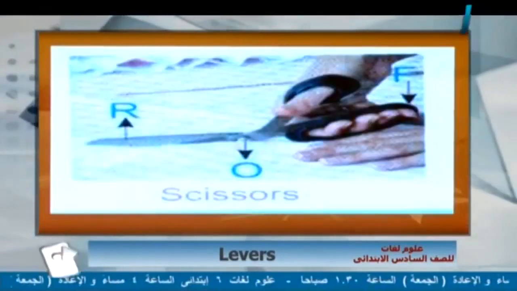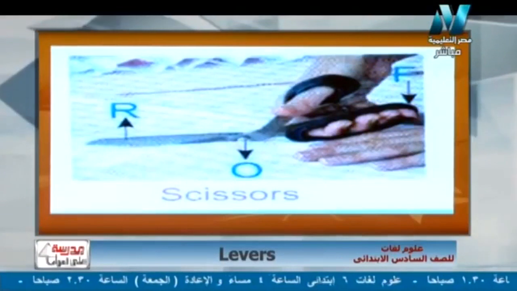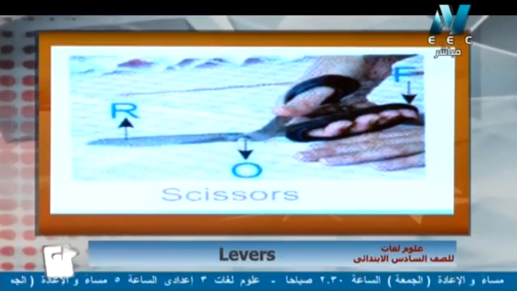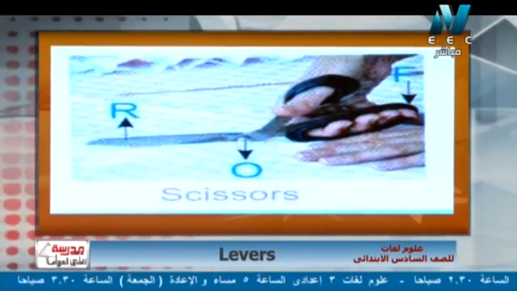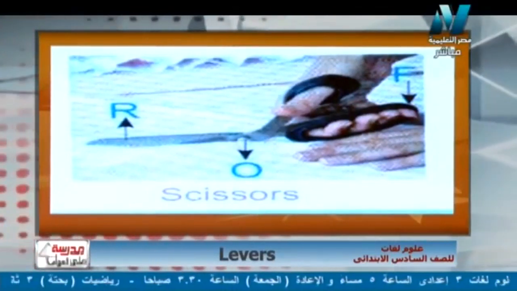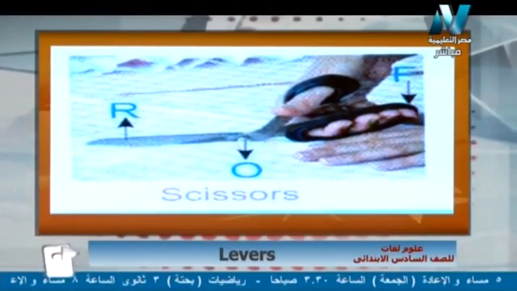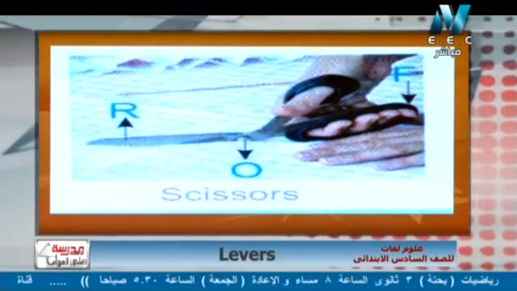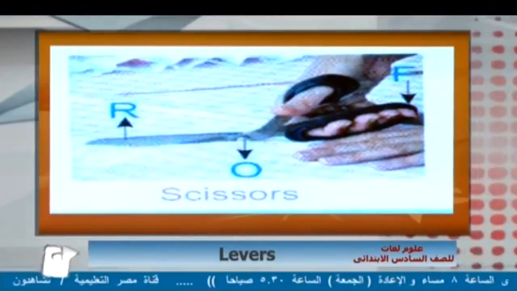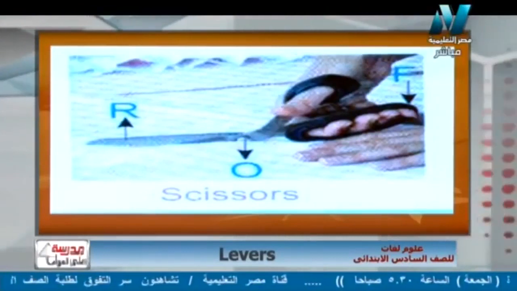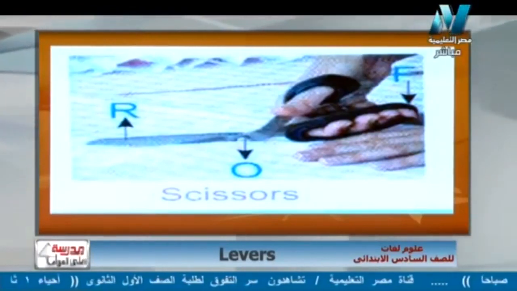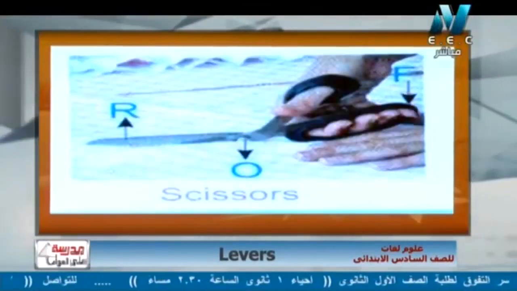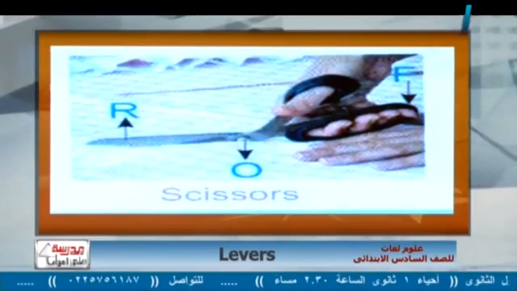Another example, the scissors. What are scissors considered? I can notice here the fulcrum O is between R and F. So it will be the first class lever. Surely it will be the first class lever. Why? Because it has O between R and F, that is, the fulcrum between the resistance and the effort force. So again, the scissors are considered a first class lever.